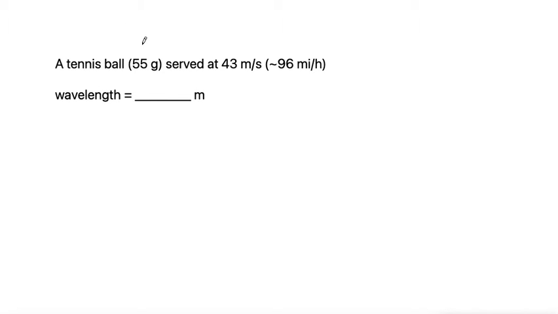So first of all, we can notice that 55 grams would be a unit of mass, or a value of mass, and 43 meters per second is a unit of, sorry, I said volume, that's velocity. That would be the speed that it's traveling at. So since the question is asking for wavelength, we're given mass and velocity. Let's use our equation. Wavelength is equal to h over mv.